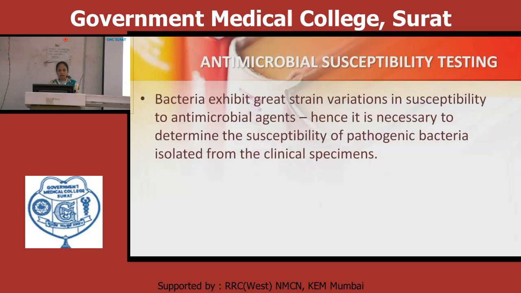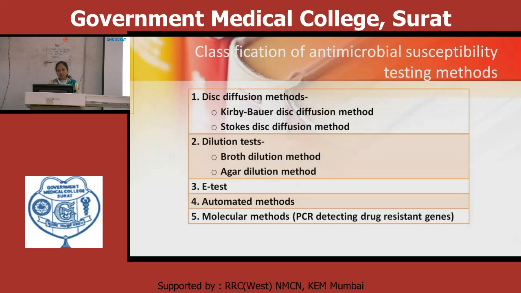Now, antimicrobial susceptibility testing. Bacteria exhibit great strain variation in susceptibility to antimicrobial agents. Hence, it is necessary to determine the susceptibility of pathogenic bacteria isolated from clinical specimens. Classification: first, disc diffusion method, that is Kirby-Bauer disc diffusion method and Stokes disc diffusion method. Second is the dilution test, that is broth dilution method and agar dilution method. Third is the E-test. Fourth is the automated method and fifth is the molecular method, PCR detecting resistance genes.